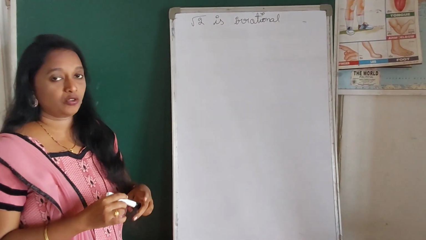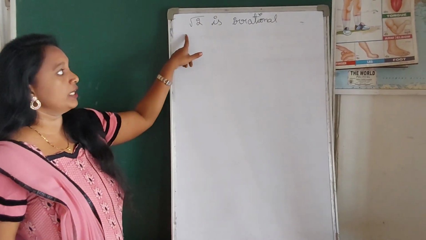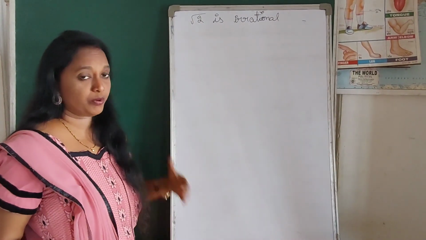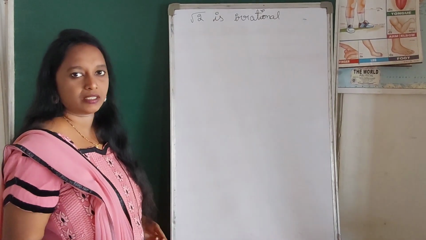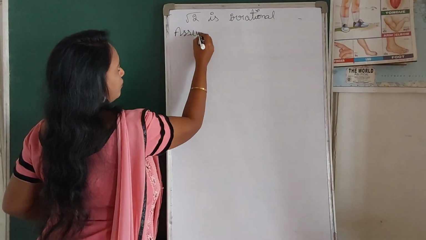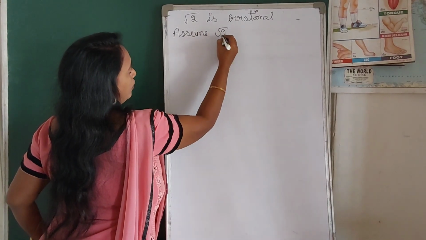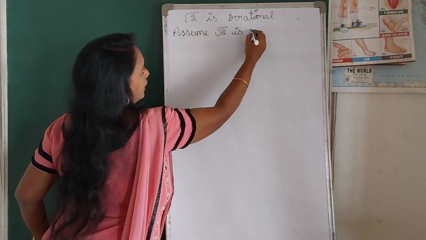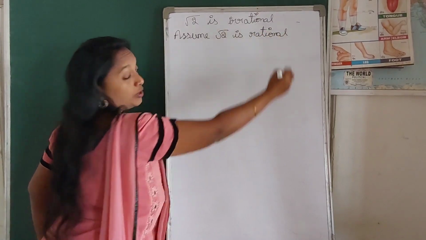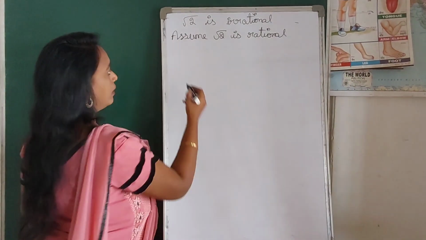So now going into the proof, we have to prove that root 2 is irrational. We prove this in an indirect method, that is, you assume root 2 is a rational number. Assume that root 2 is a rational number.